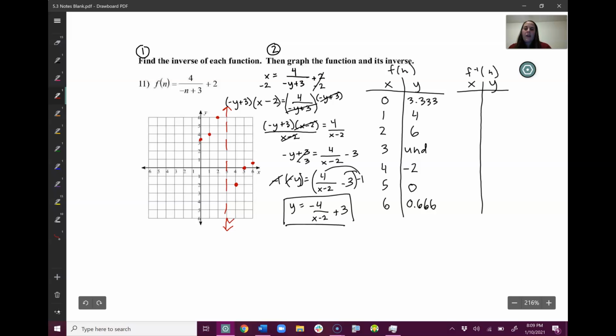So you should recognize this is looking kind of similar to those rational functions graphs we did in chapter 4. So it's going to look something like that. So let me, while you're copying that down, I'm going to go through and color code all of these.